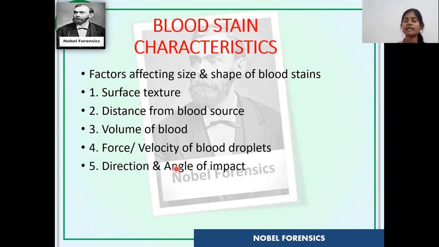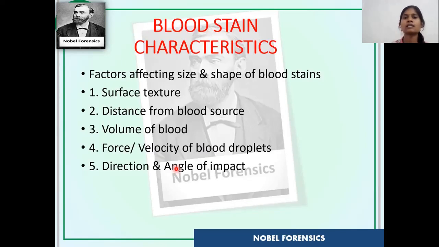Then direction and angle of impact. For example, if a drop of blood is falling at a 90-degree angle, or a straight angle, then definitely it forms a round-shaped blood stain. But if it is at some angle like 30 degrees or 40 degrees, then it will form an exclamation-mark-shaped blood stain. So direction and angle will affect the blood stain pattern.